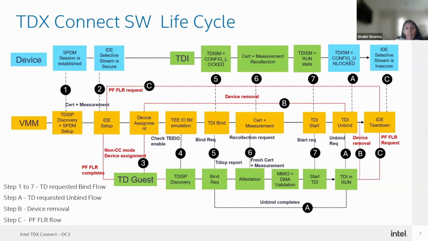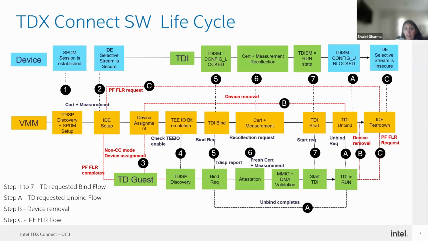After that, the guest validates the MMIO based on the interface report it received during the bind, and also validates the DMA. After the acceptance process is complete, the guest TD transitions the device into a run state. The guest TD requests the TSM to send the TDISP commands to the device to transition into the run state. After these steps, the device is securely bound to the guest and is ready for secure execution from its private memory.